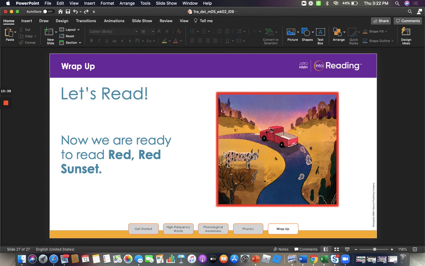Okay, I'm going to assign to you a decodable, and this one is called Red, Red Sunset. I want you to practice your blend and read words. And then I want you to come to your decodable, and I would like you to practice reading your decodable. Remember, I want you to read like you're speaking. If you have to go back and reread it, to read it like you're speaking, I really want you to practice doing that.